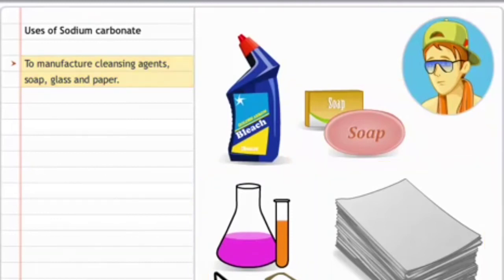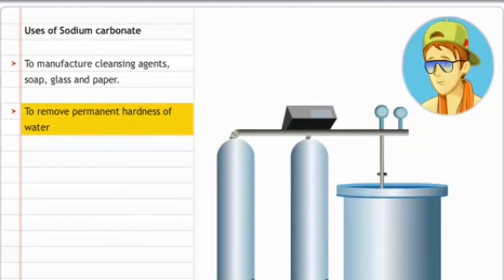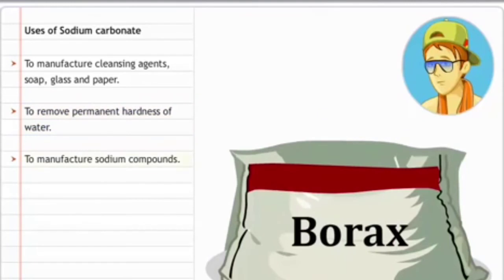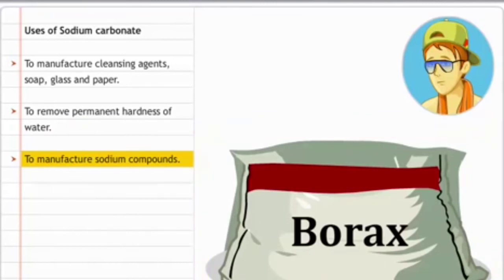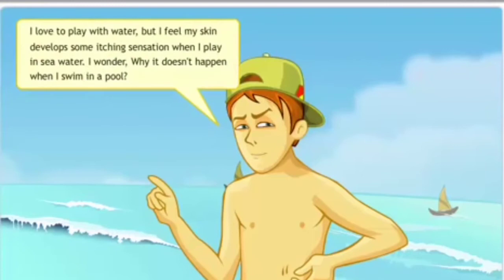That is also useful for us, and it is used to manufacture cleansing agents, soap, glass, and paper. Then to remove the permanent hardness of water, we use this sodium carbonate. So it helps to make the water soft. Then to manufacture sodium compounds like borax, etc., we use this sodium carbonate. So these are the main uses of sodium carbonate.